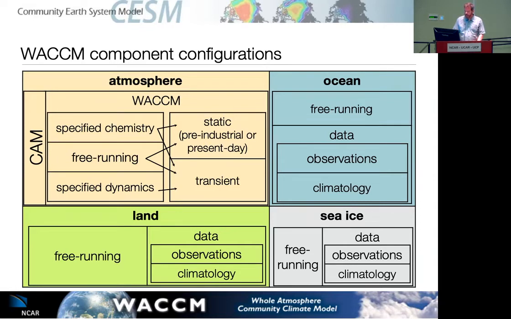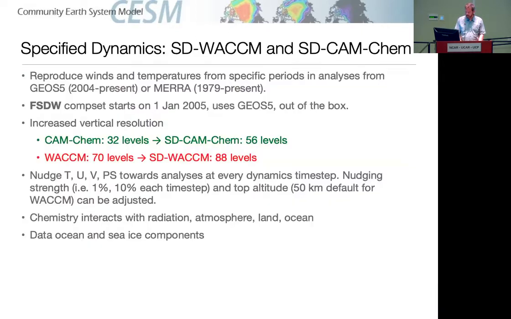And then we can run free running interactive chemistry, or we can nudge the dynamics with specified dynamics. And for each of those, we have to choose whether we're going to run a static case, like a constant pre-industrial or a constant year 2000 or year 2010 or something like that, or a transient. And when you're running specified dynamics, nudging it, you have to use the transient because the dynamics are transient.